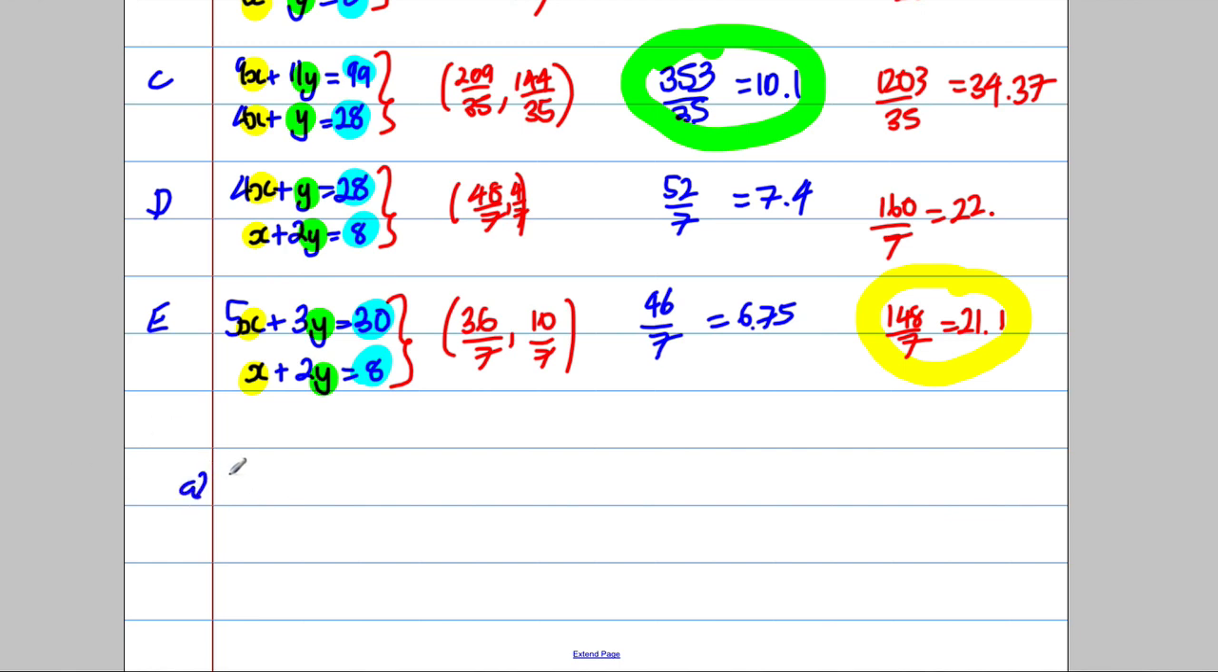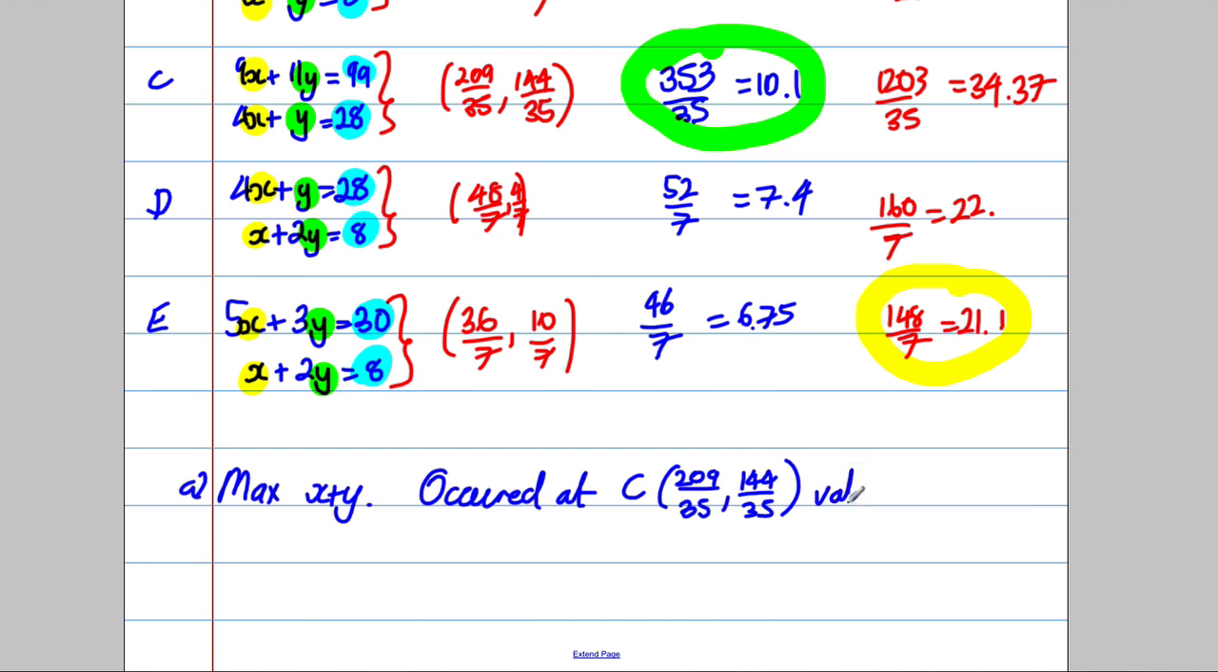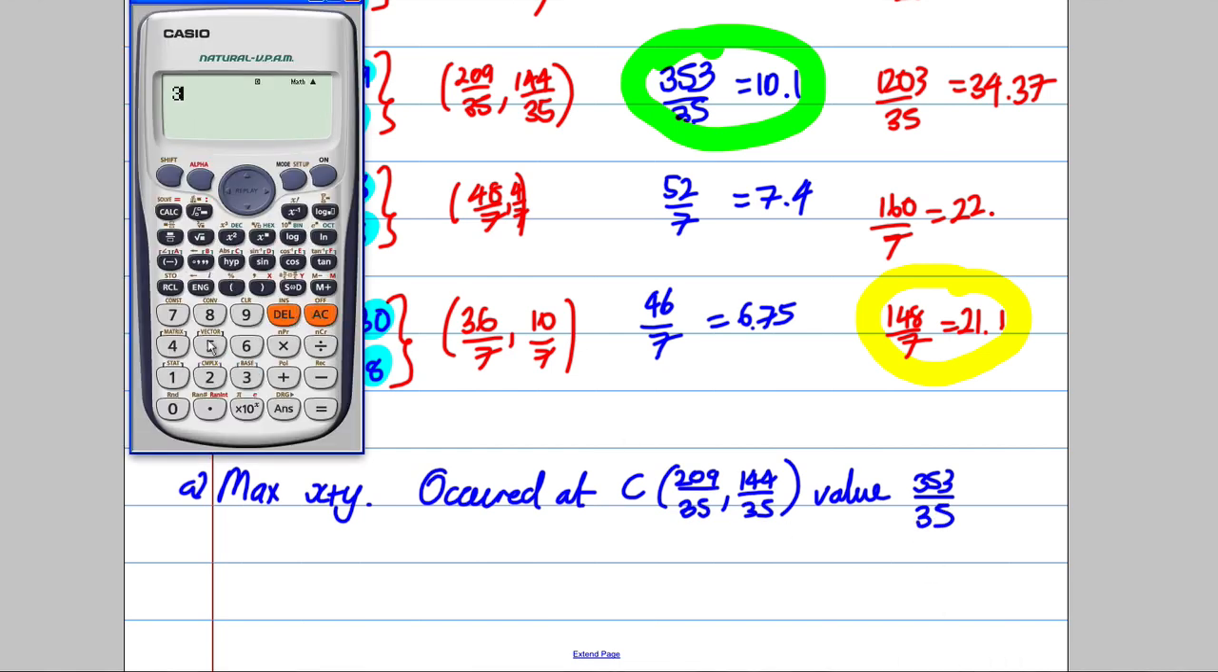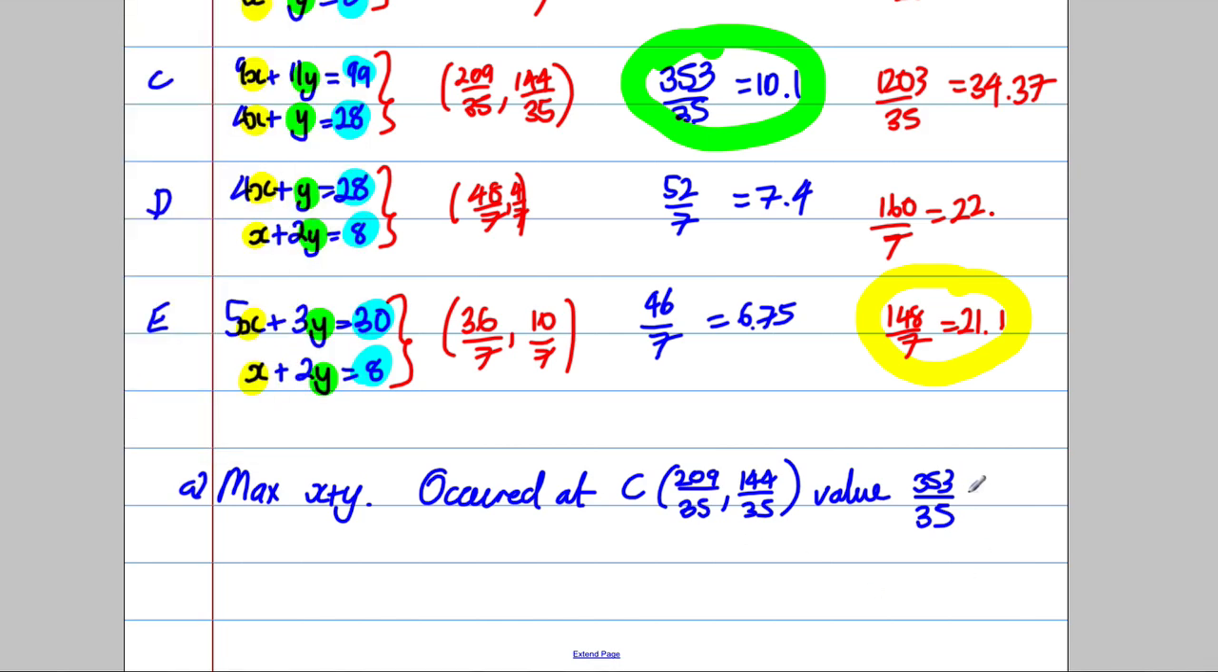We wanted to find a maximum of x add y, and that occurred at C, which was the coordinates 209 over 35, 144 over 35, with value 353 over 35. If you want to write it as a mixed number, you just press that, and the answer would be 10 and 3 35ths.